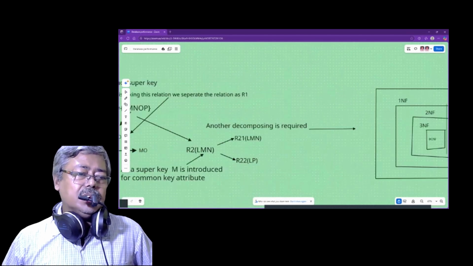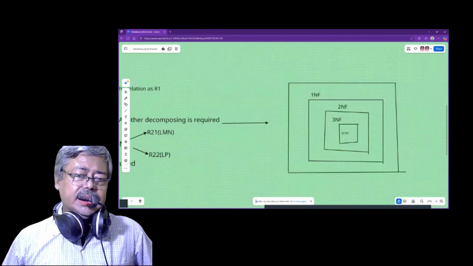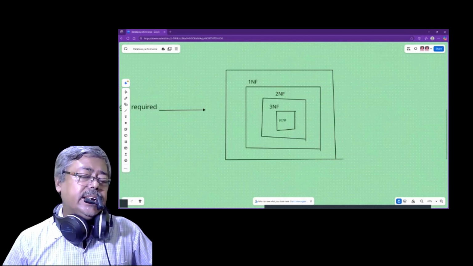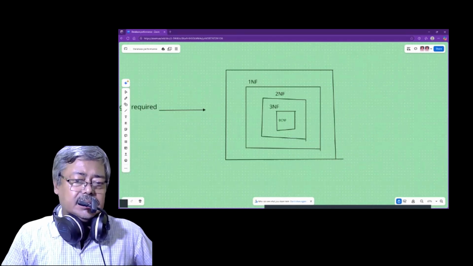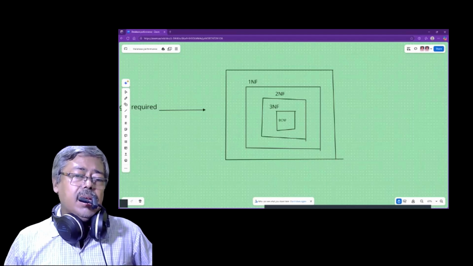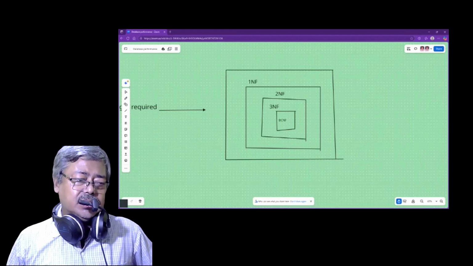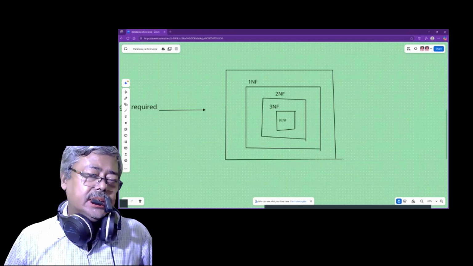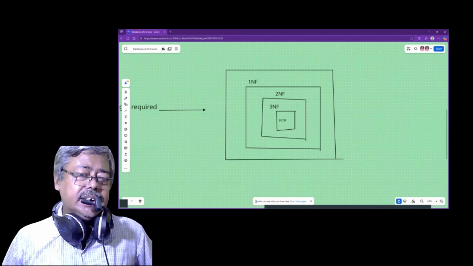Now we see the relation. We are breaking the relation and creating many tables at the end. So what are we gaining? The first point is redundancy. Redundancy is vanishing. The main point is redundancy reduction, so it is reducing the redundancy.